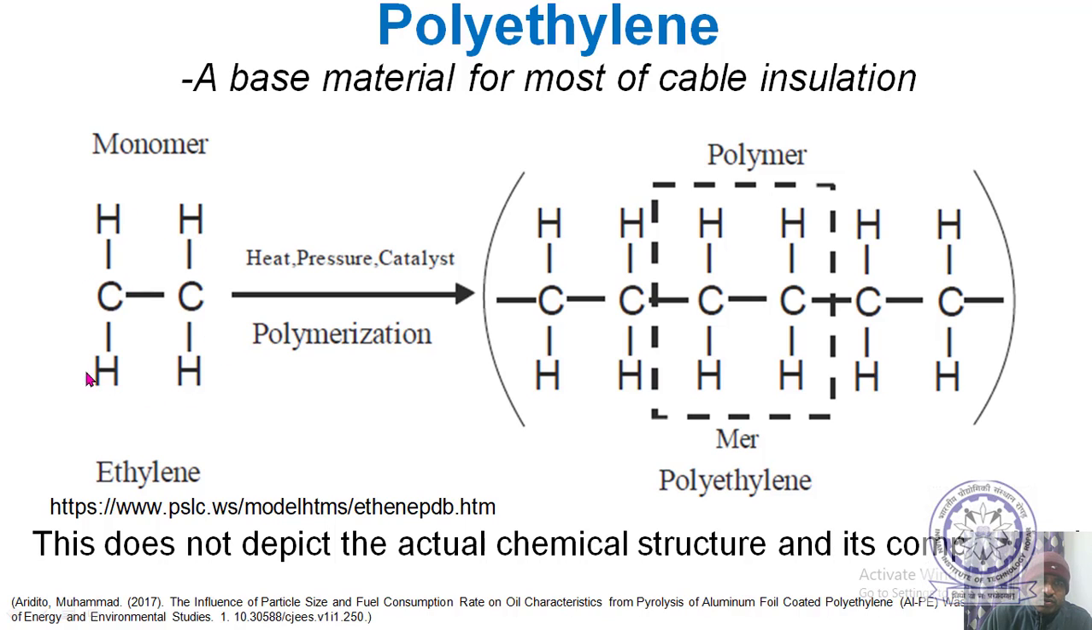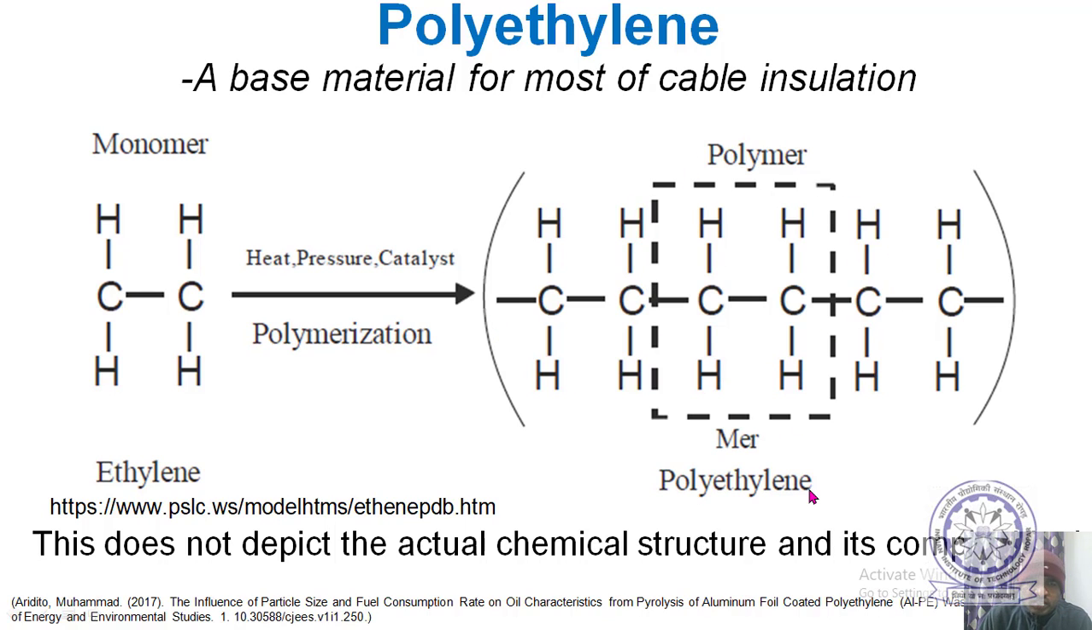CH2CH2. This structure is called one monomer of C2H4. If we polymerize this, poly means many, many such units, if they form a chain, then that phenomenon, the process, is known as polymerization. So this is polymerized polyethylene.